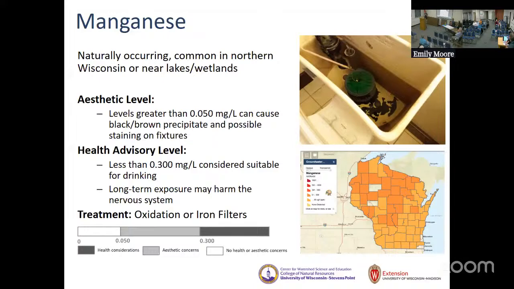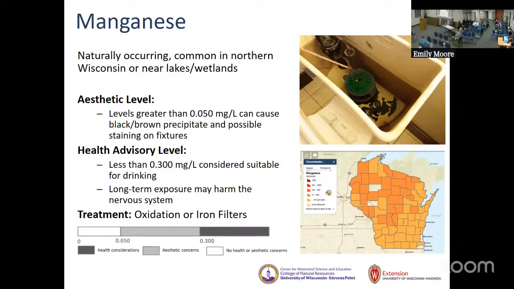If we look at manganese, manganese is very similar to iron in terms of where we expect to find it and the conditions that cause it to become elevated in the groundwater system. We have an aesthetic level of 0.05 milligrams per liter, which is where we'd expect to find water with black or maybe brown precipitates forming. That picture you see in the upper right is the picture of a toilet tank. And there's a fine black sediment in the bottom of that, which would be indicative of manganese precipitation.